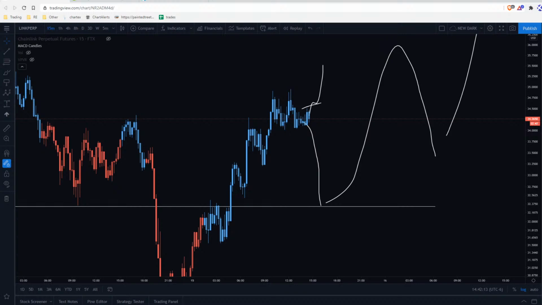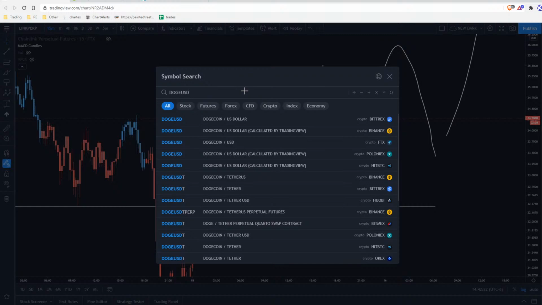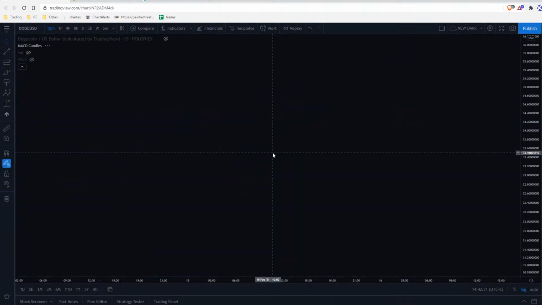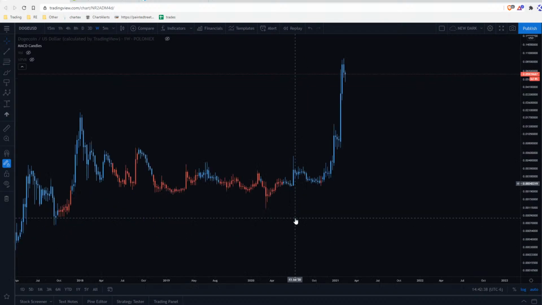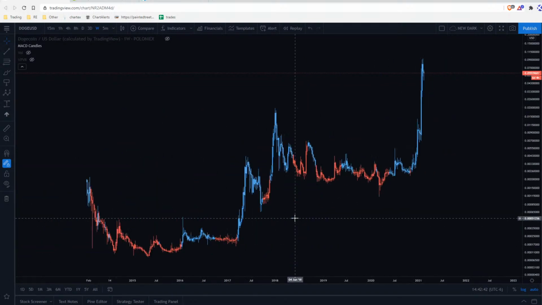Doge for the lulz. Doge is a piece of junk. I had a buddy. He's a really smart guy, but he doesn't invest in any of this stuff. And he messaged me from a Facebook post, and he told me he was going to buy Doge. I said, don't buy Doge, dude. Buy Link.